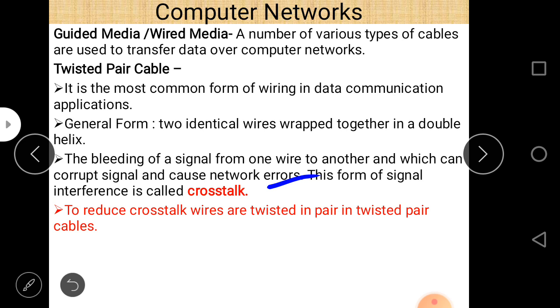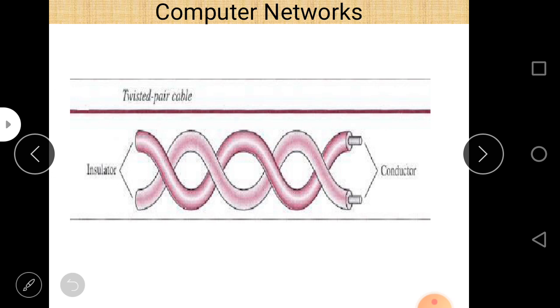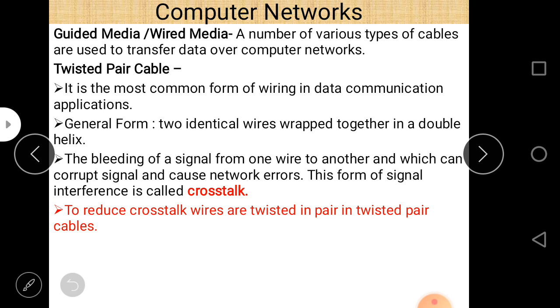To reduce crosstalk, wires are twisted. Wires are twisted because of crosstalk. To reduce crosstalk, wires are twisted in twisted pair cable, and this is the diagram of twisted pair cable. You can see that there are two wires and these are twisted around each other. These are the conductors and this is the insulator. Remember the concept of crosstalk. Crosstalk is nothing but signal interference due to the bleeding of signal from one wire to another.